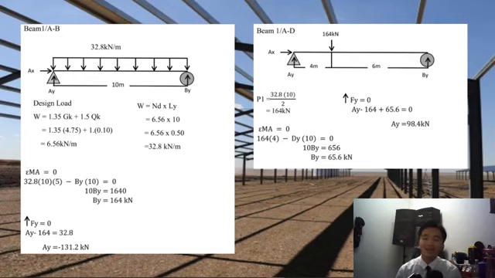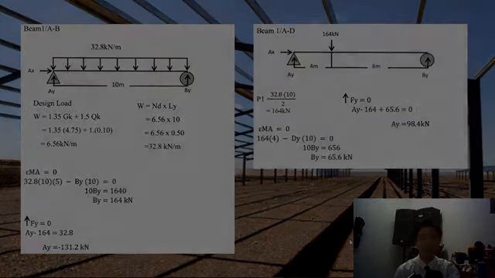While for beam 1AD, we got our calculation for P1. P1 is 164 kN, and for our moment on the Dy, my bad, it is 65.6 kilonewton. And for our vertical load on AY on the AD beam, it is 98.4 kilonewton.